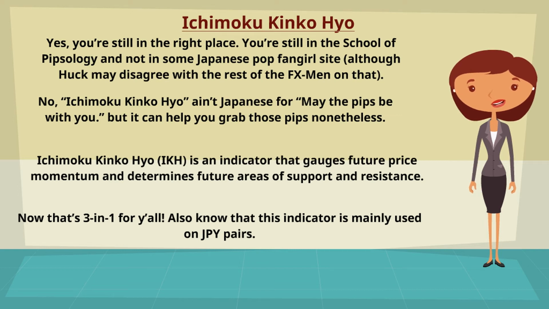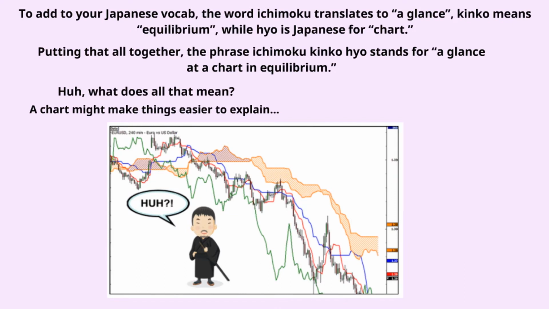Ichimoku Kinko Hyo, IKH, is an indicator that gauges future price momentum and determines future areas of support and resistance. Now that's 3 in 1 for you all. Also know that this indicator is mainly used on JPY pairs. To add to your Japanese vocab, the word Ichimoku translates to a glance, Kinko means equilibrium, while Hyo is Japanese for chart. Putting that all together, the phrase Ichimoku Kinko Hyo stands for a glance at a chart in equilibrium. Huh, what does all that mean?